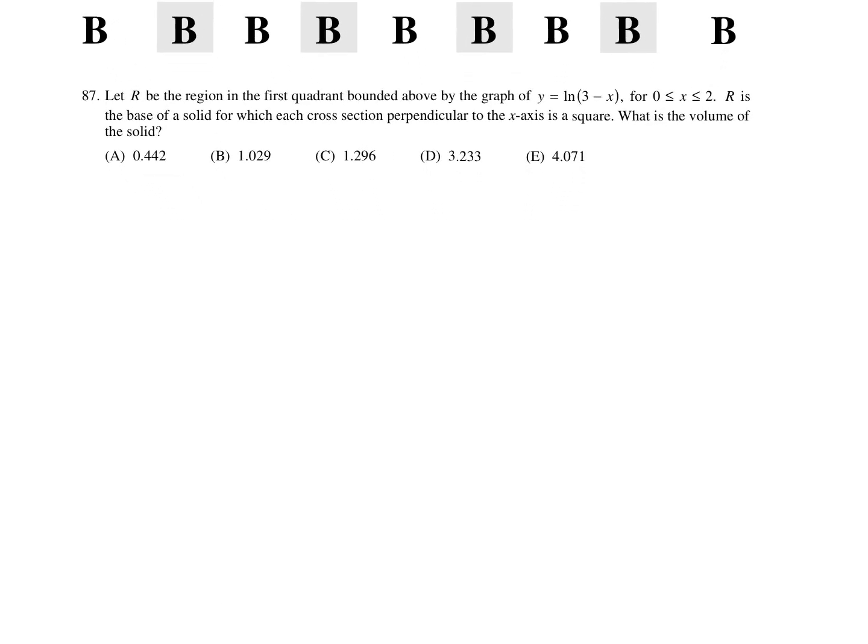You graph it. Okay, first quadrant, bound above by the graph of y equals the natural log of 3 minus x. So this looks like this, for 0 to 2. I've got to shift the graph, flipping it, shifting it right 3, so it looks something like this. Just need to get on the right side of the axis. I flipped it and didn't shift it.